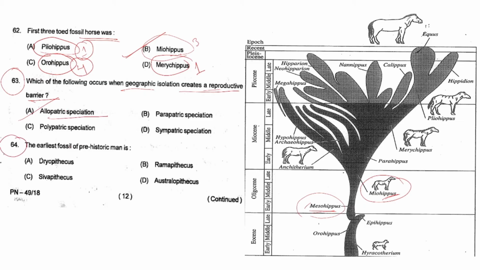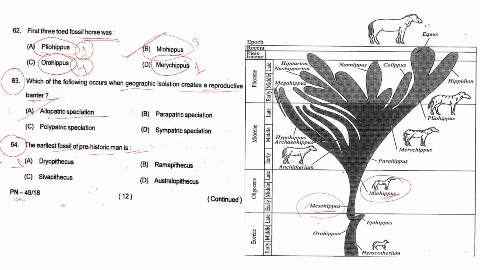Question number 64. The earliest fossil of prehistoric man is, okay, earliest fossil. Again, the options are Dryopithecus, Sivapithecus, Ramapithecus, Australopithecus. The right answer for this will be option number A, that is Dryopithecus.